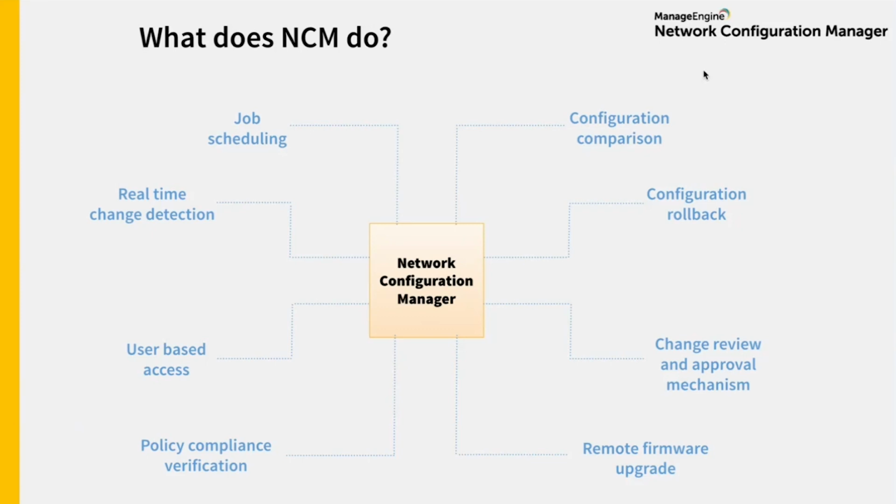Next is configuration comparison. You can compare two configurations of the same device or different devices side by side. It is also color coded for better readability. You have real-time change detection, and configuration rollback to the previous version or version label baseline anytime you want. You have role-based access control, which restricts user privileges and access so that no unauthorized or unwanted configuration changes are pushed into production. Also, admins hold the authority, and no changes will go into production without the approval of the admins. So we have a change review and approval mechanism.